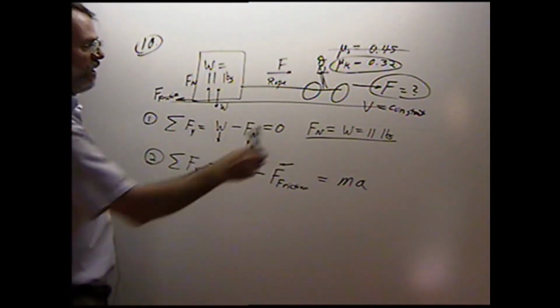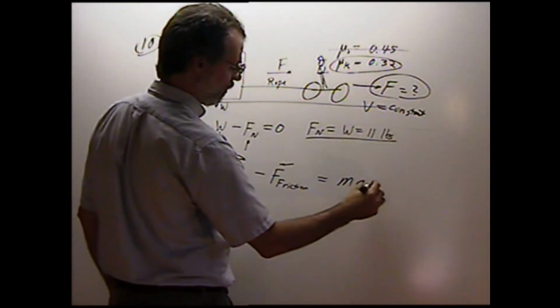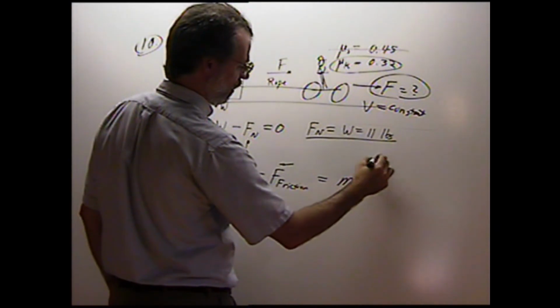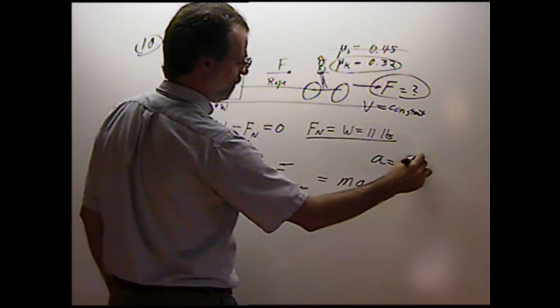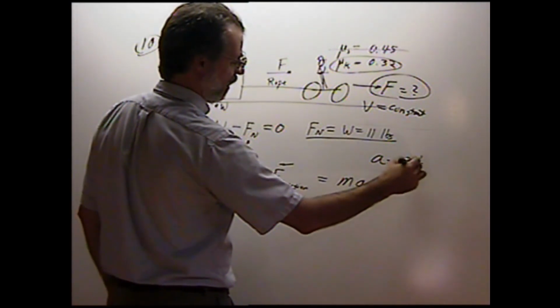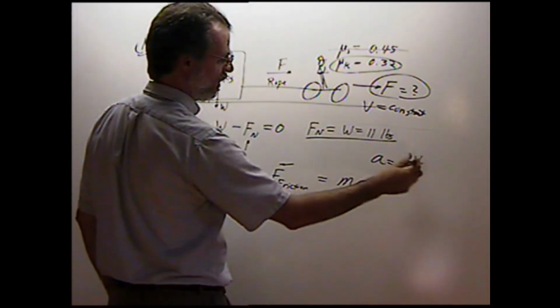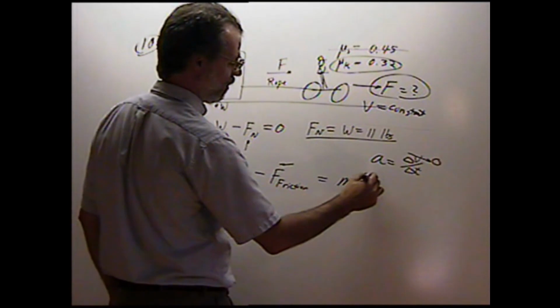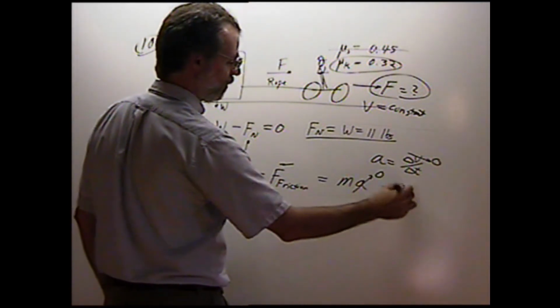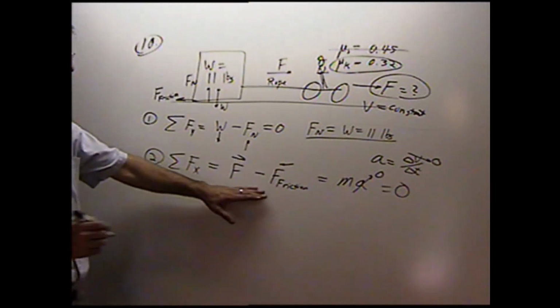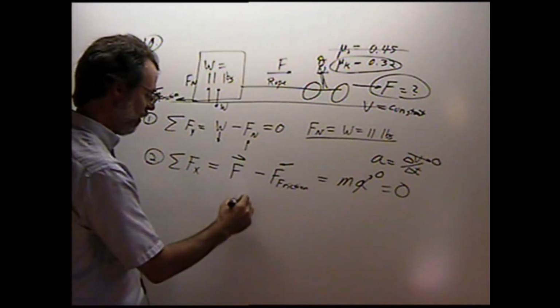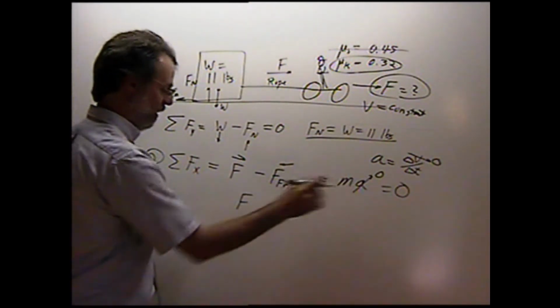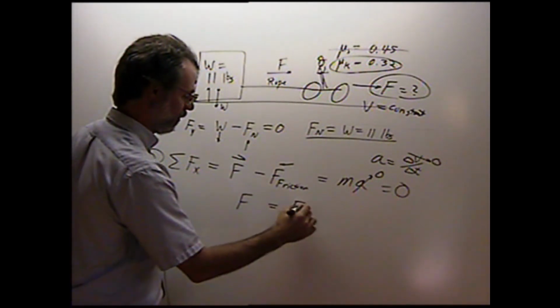Now, he wants the velocity to be constant. Remember, the acceleration is the change of velocity over the change of time. To have a constant velocity means that the change in velocity is 0. That means that the acceleration is 0. So this whole term is equal to 0. So the force he needs to pull with is equal to the friction force.